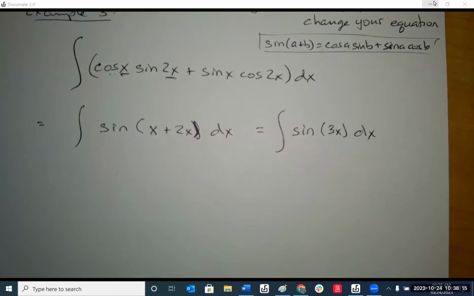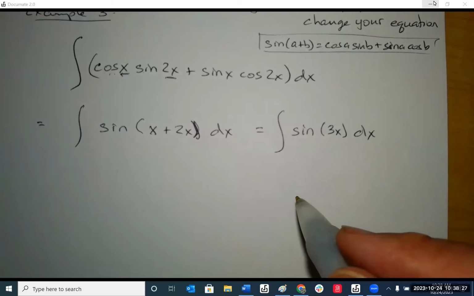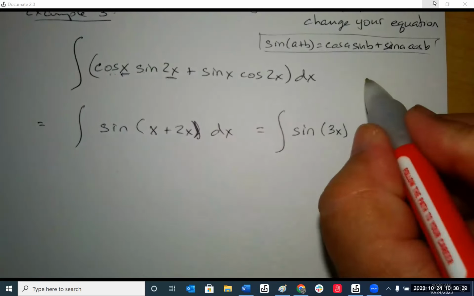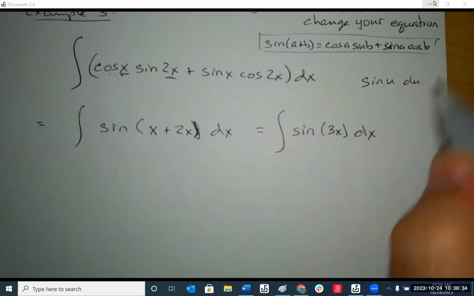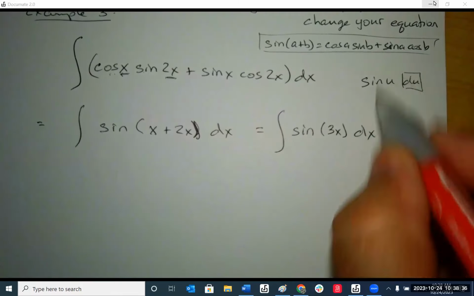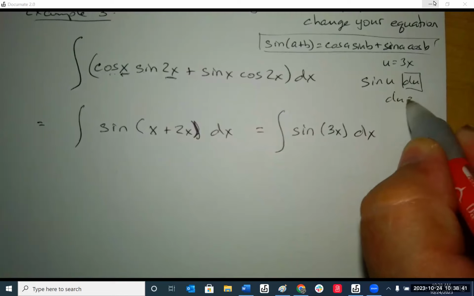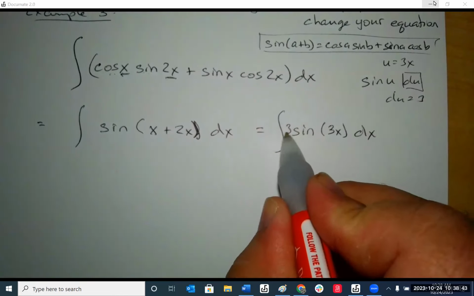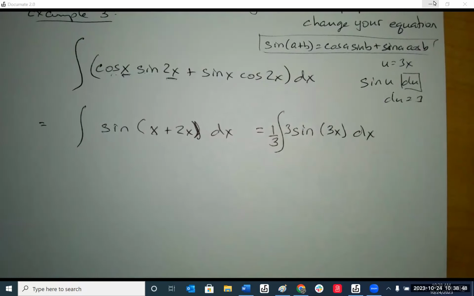What are we missing? In order to make this an integrable function, what are we missing? Right now it's sine u du. What is du? If u is 3x, what is du? 3. We're missing a 3 here. So that means we have to put a 3 out here.